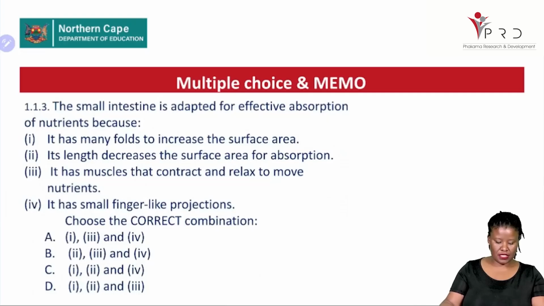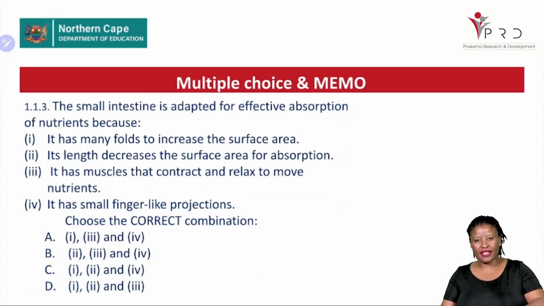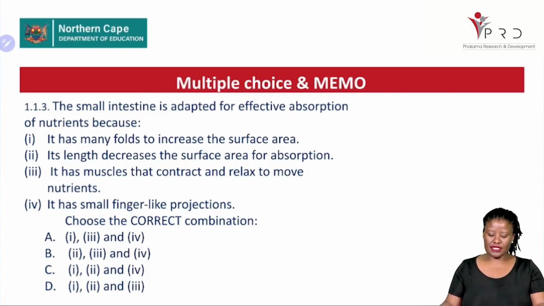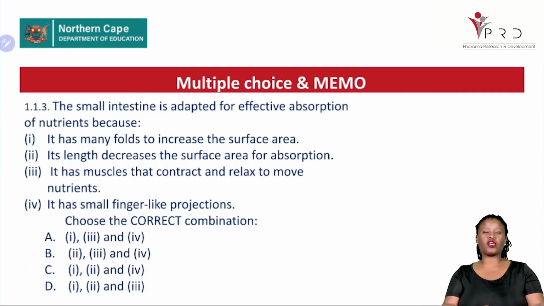Let's look at this question, where you'll be given statements that address the one you are given, and then they are combined. The main thing assessed here is whether you are able to combine the information. It says the small intestine is adapted for effective absorption of nutrients because it has many folds. How is it adapted? It has many folds that increase the surface area.